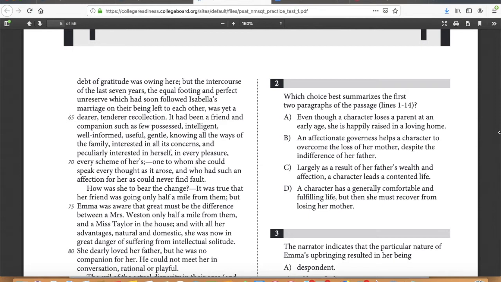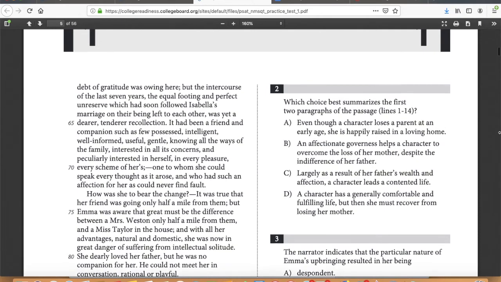The interaction of the last 7 years. Yes. Okay? The equal footing and perfect unreserve, which had soon followed Isabella's marriage on their being left to each other, was yet a dear, tender recollection. What does that mean? It's kind of like, I'm not really sure what it's saying here. Two things are being compared here.